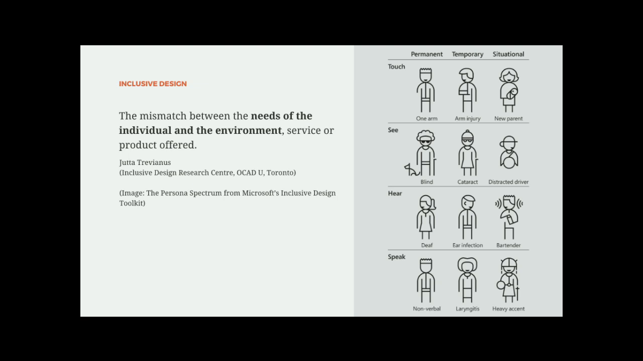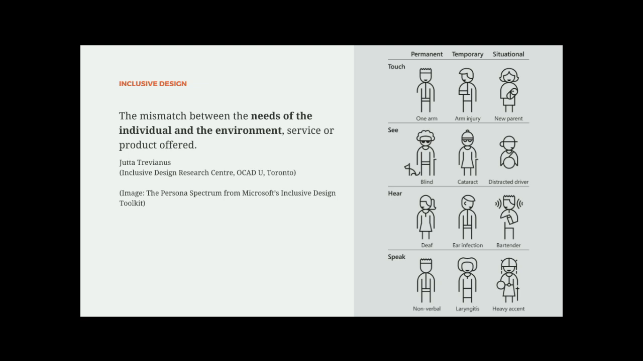On the graph, it's images of individuals. There's discussions about permanent disabilities, temporary disabilities or mismatches, and situational ones. Touch: if you're not able to operate a touch screen, if you're missing an arm, if you have an arm injury, if you're a new parent, or if you're from Canada, you're wearing gloves. Touch itself is going to be really difficult, and so you need to make sure you're catering to that, and understanding that this is situational all the way to permanent, catering to this broad spectrum of individuals.